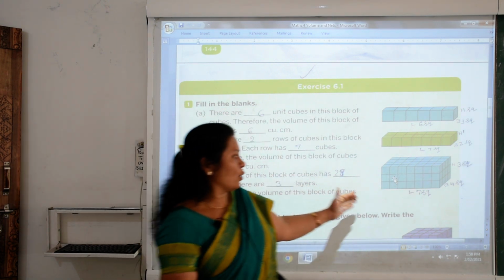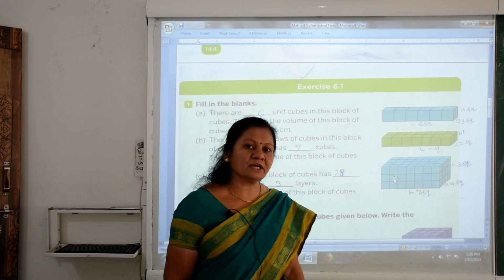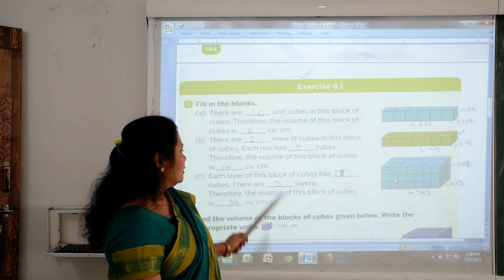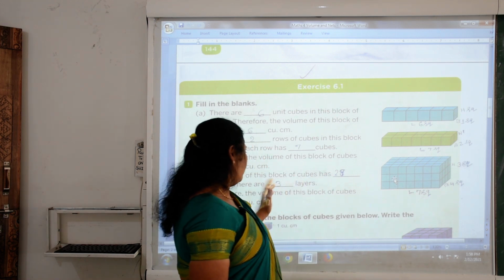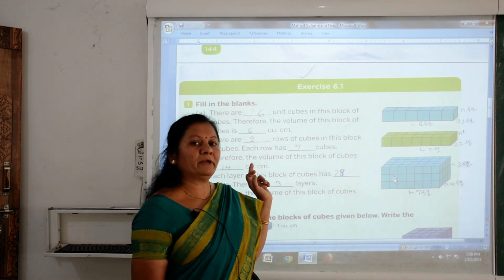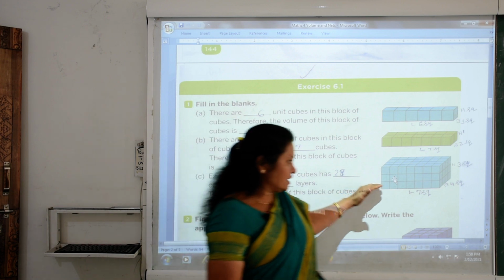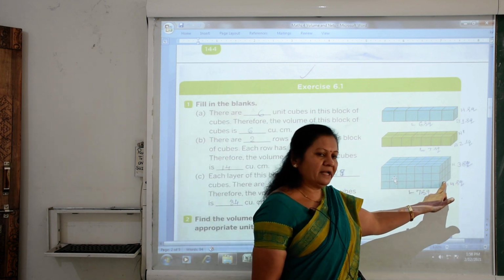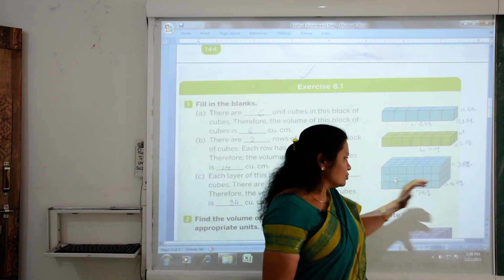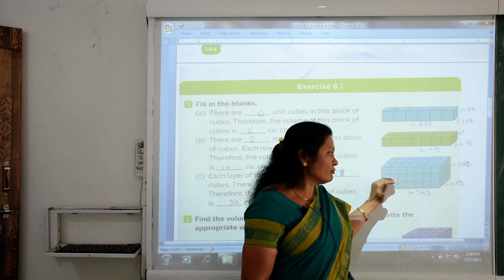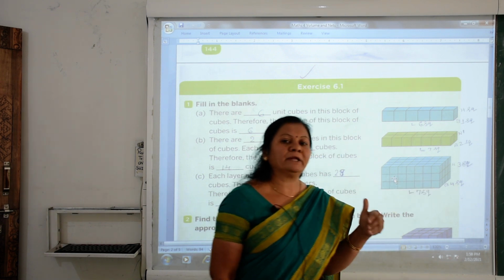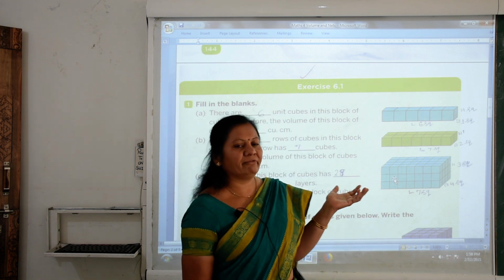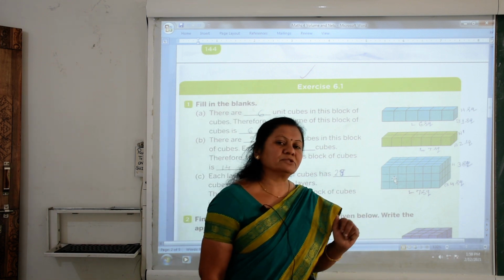So in this way, how many blocks are here? 3 blocks are shown here. So it means 28 multiplied by 3. So 28 multiplied by 3 is 84 cubic centimeter. So this is your length, this is breadth and this is height. So you can count by squares, you can find out the volume according to length, breadth and height. This way you can find out the volume of this block.